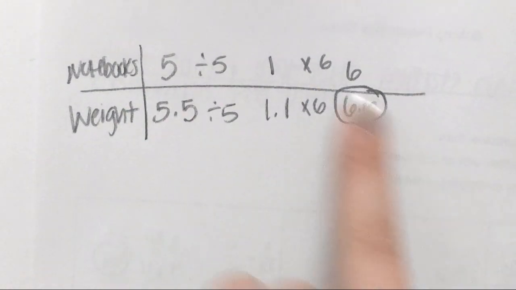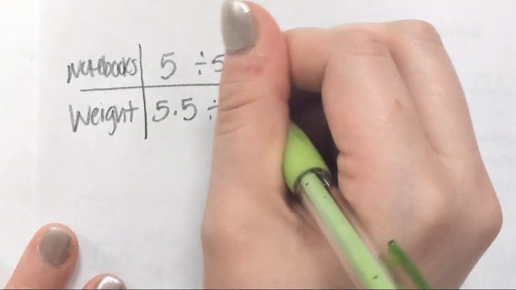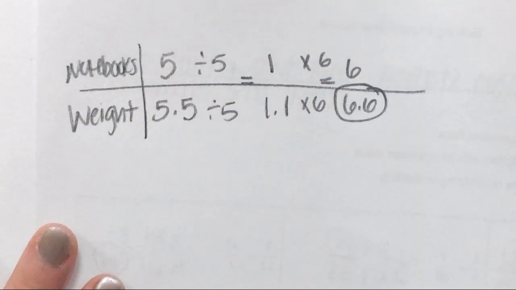So if you need a little bit more help organizing, then you can do it as a table. But just make sure that you write your little equal signs between them so we know that you're making those equivalent fractions.